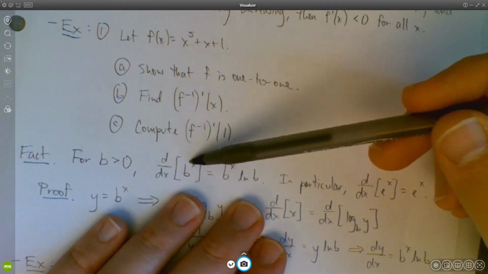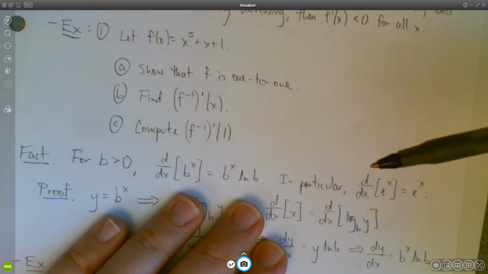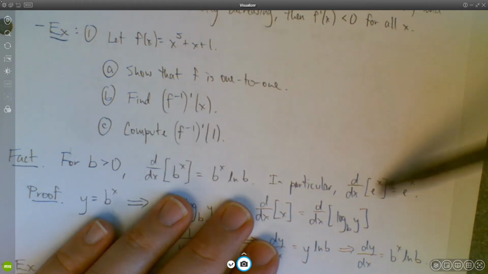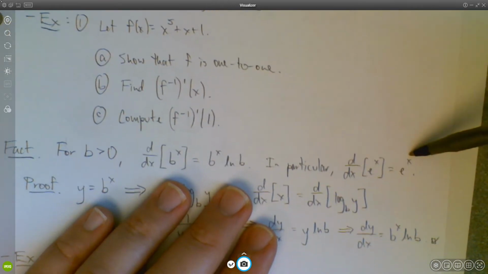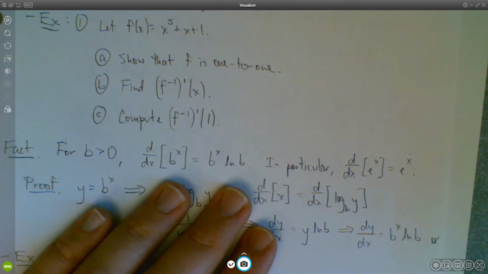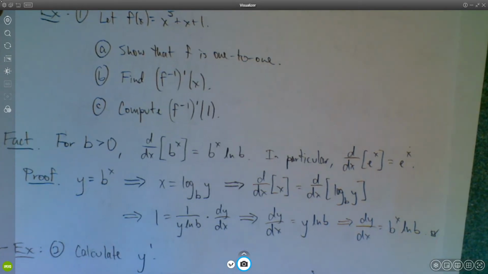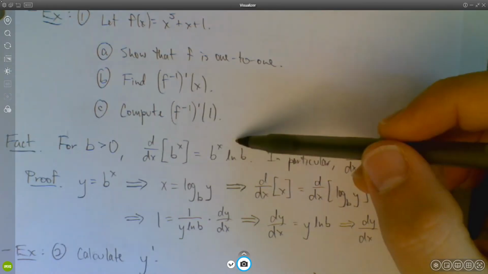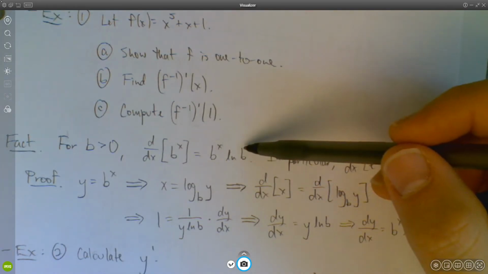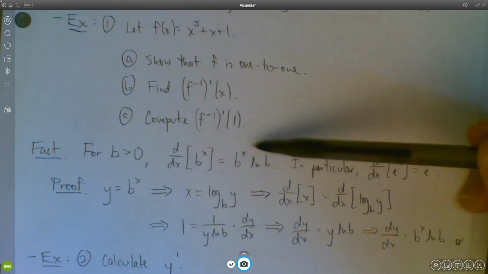Okay, anyway, but this is interesting, right? Because the derivative of this function is just this function again times the natural log of the base. So in particular, if the base happens to be e, then the derivative of e to the x is just itself. So e to the x is funny that way. It's its own derivative. It's the only function that I know of that is its own derivative, which is really kind of cool. So the derivative of e to the x is just e to the x. According to this formula, it would be e to the x times the natural log of e, but the natural log of e is just 1, right?